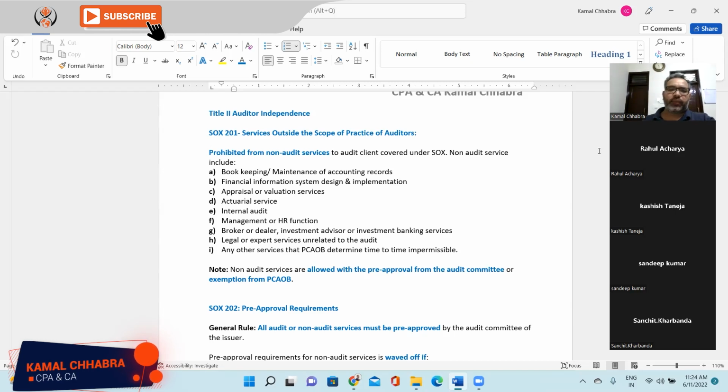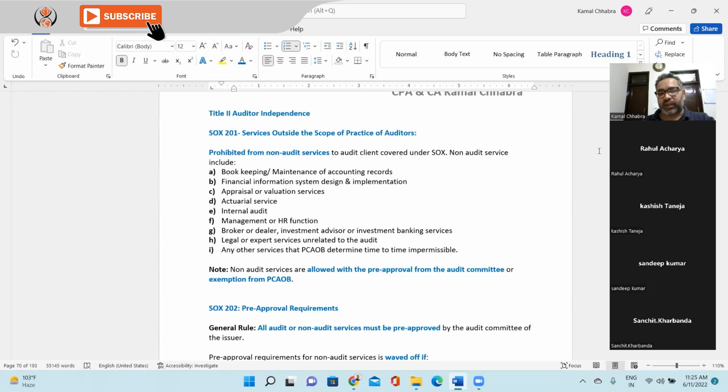The prohibited non-audit services are bookkeeping services, maintenance of accounting records and financial information, design and implementation of internal control, appraisal and valuation services, actuarial services, internal audit services, management or HR function services, broker, dealer, investment advisor and investment banking services, and legal and expert services, lawyer services. For such services, the general rule is prohibited, right?